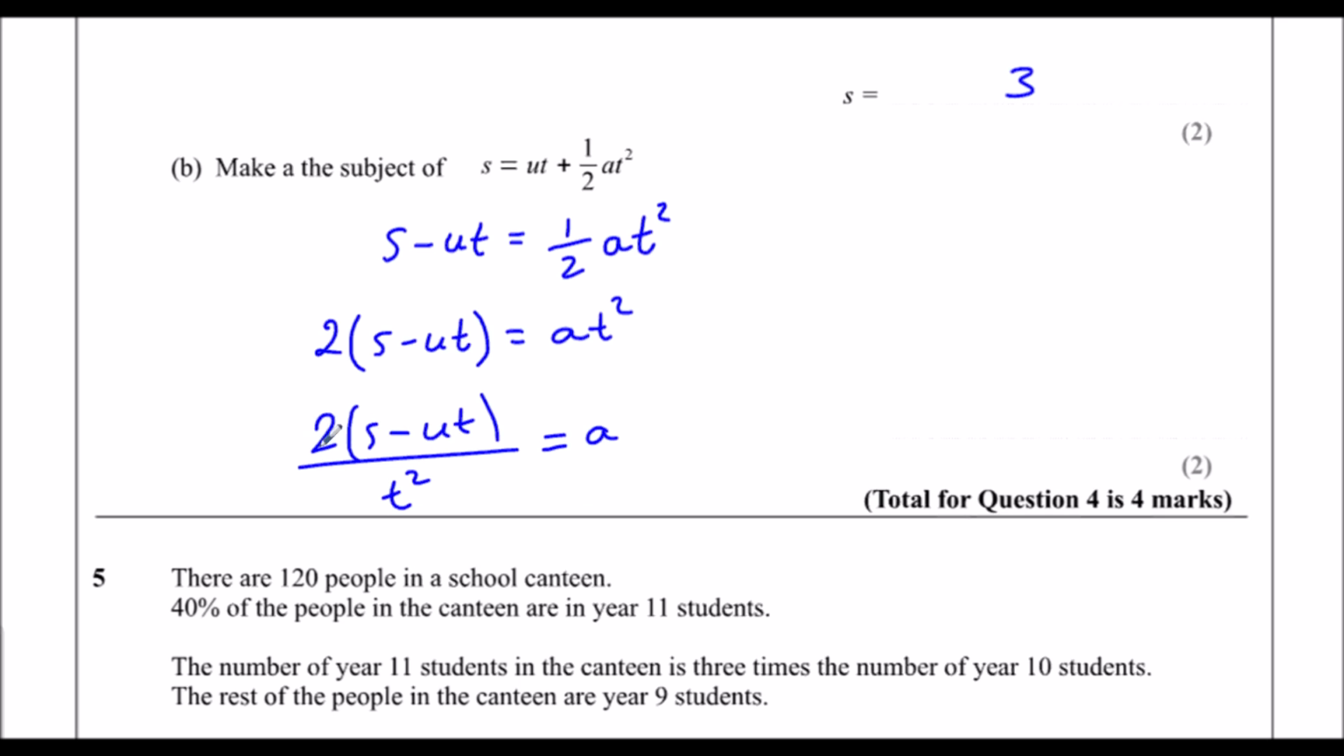We could expand this bracket. That will give us 2s minus 2ut on top over t squared. Either way, it's a correct answer.